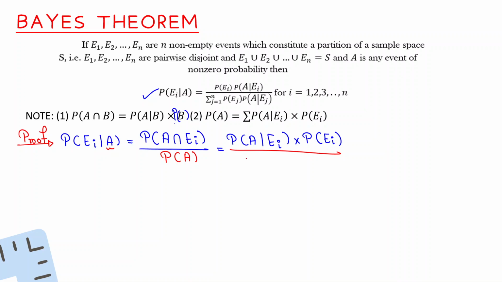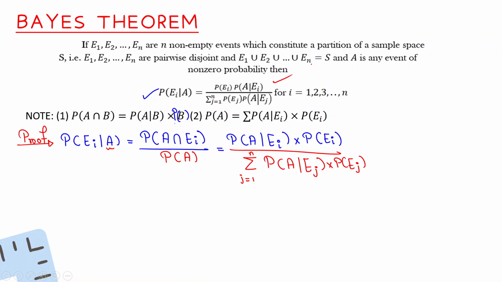And in the denominator, by the theorem of total probability, that is our second note, I can write probability of A is equal to sigma, that is the summation, of probability of A given Ej, but I should use some other index since i is already used, so I use j, into probability of Ej, where j is running from 1 to n, which is nothing but the formula that we require. Right? So by using simple things, we can easily prove the Bayes formula.